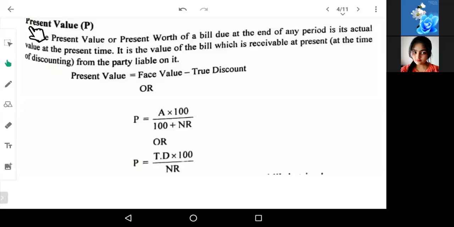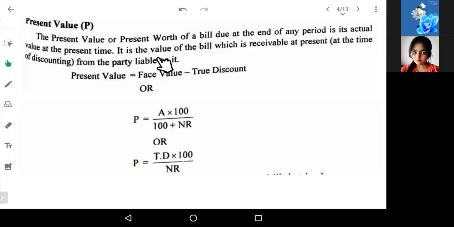Now next is present value. How do we find the present value of the bill? The present value or present worth of the bill due at the end of any period is its actual value at the present time. So on today's date, what is the value of the bill? That is known as present value.